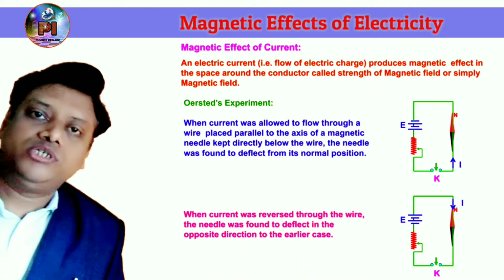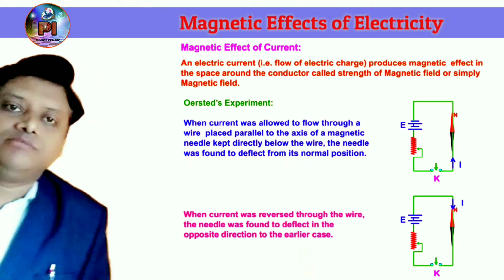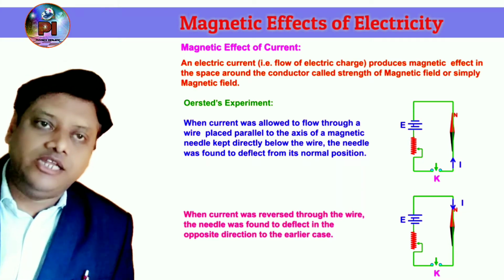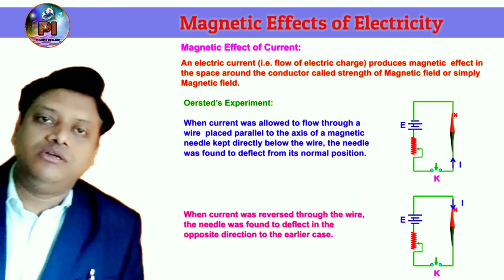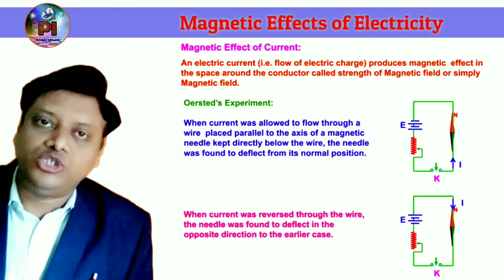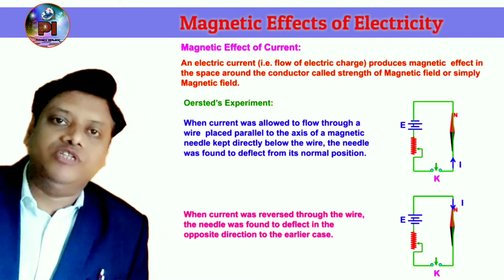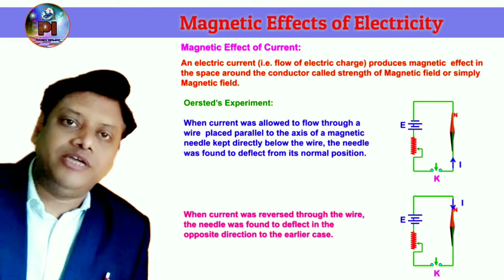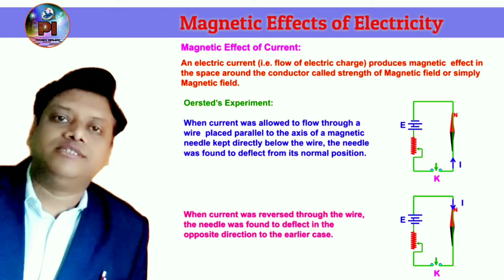Children, today we are learning a new chapter, that is magnetic effects of electric current. In this chapter, we first learn about what a magnetic field is. A magnetic field is the region of space, that is, a three-dimensional region around a magnet, within which the force of magnetism can be experienced by another magnetic substance.